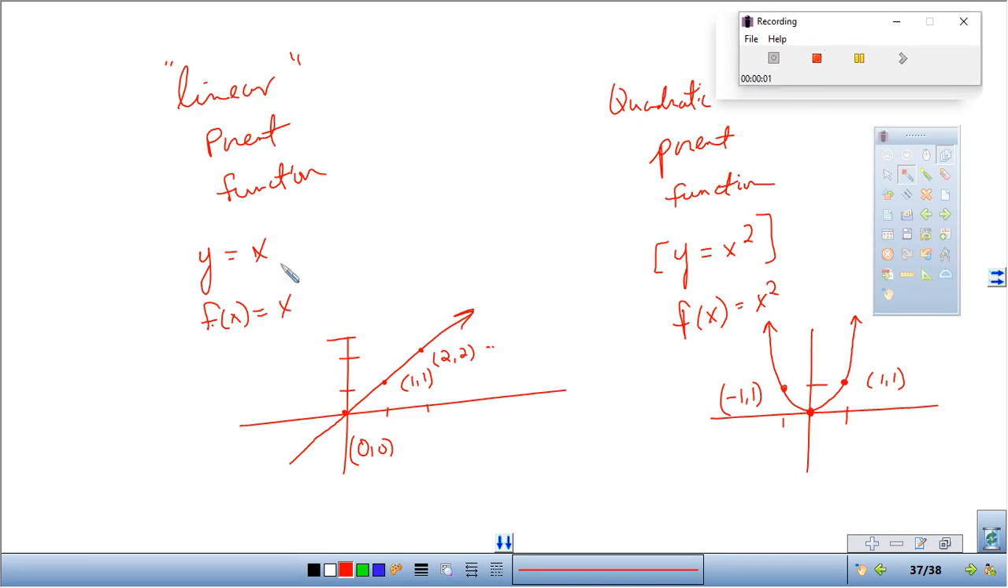So let's start off with that. This is your linear parent function, y is equal to x, f of x equals x. Parent quadratic function is going to be y is equal to x squared, f of x is equal to x squared. So you need to know these two, okay? This is your parent function.